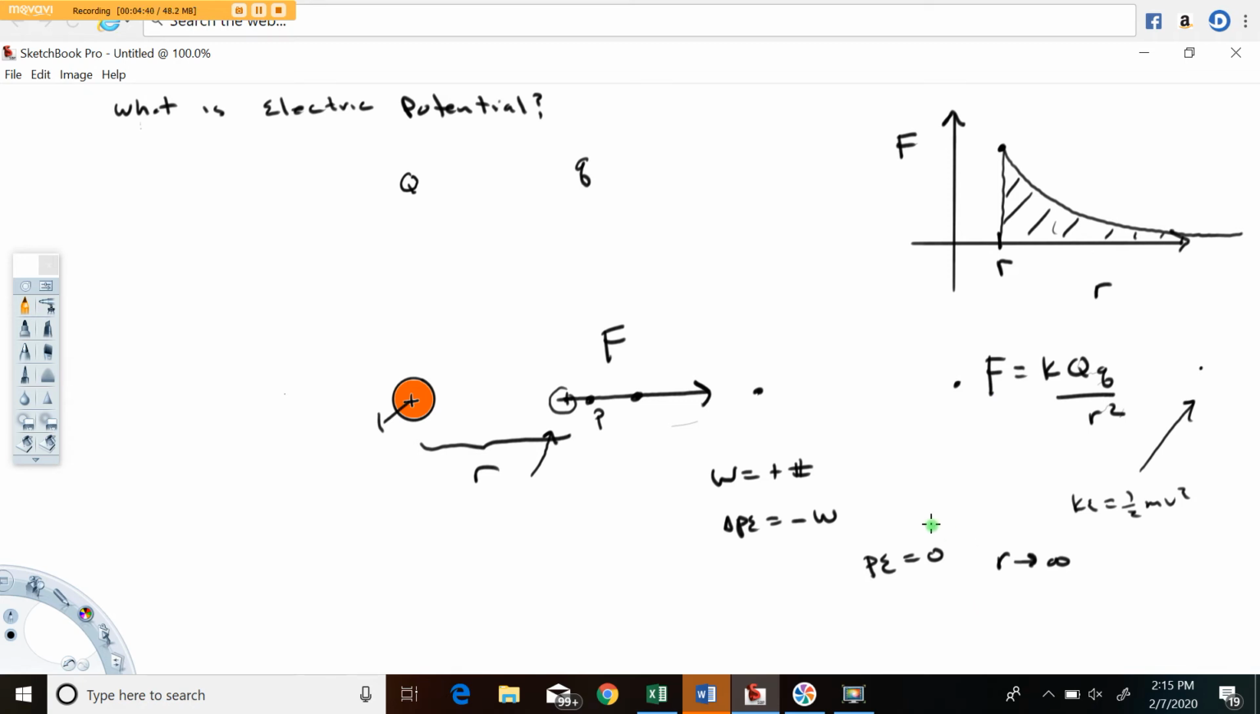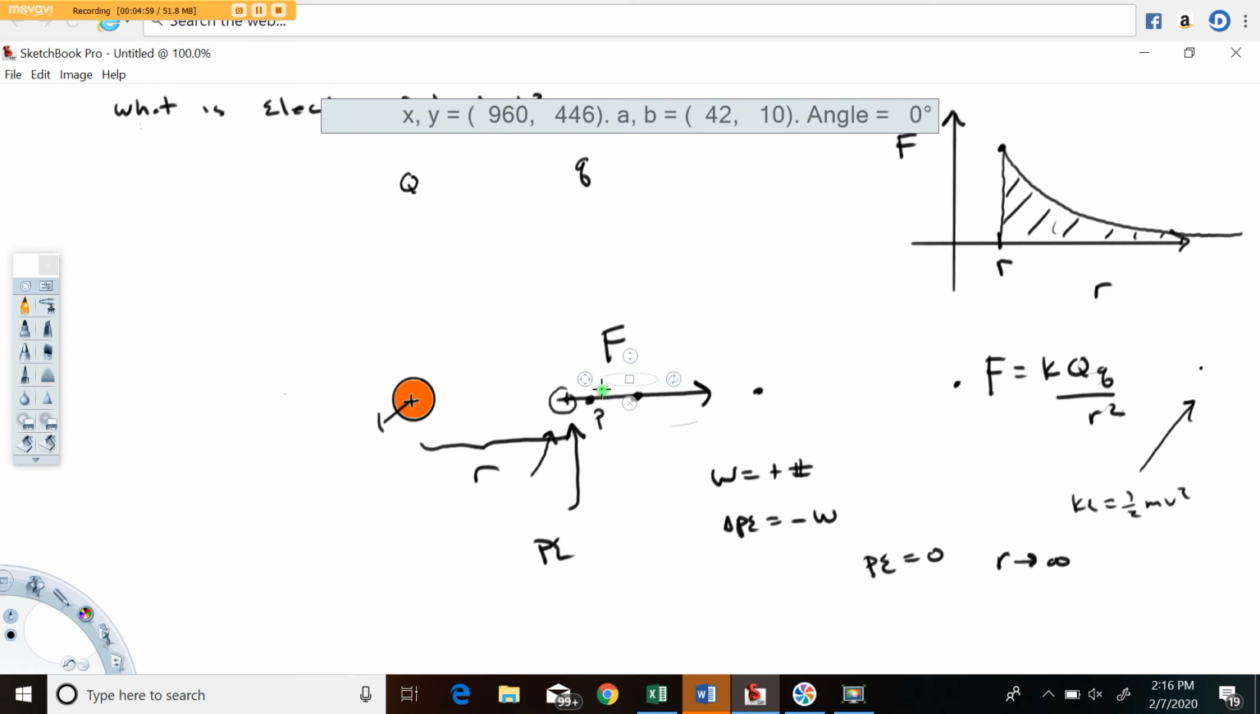Now, backing up, we know that this system right here has to have a certain potential energy. And here's where the concept of electric potential starts coming in. Whatever that potential energy is, I could have put the proton maybe, actually, I'm going to do this.